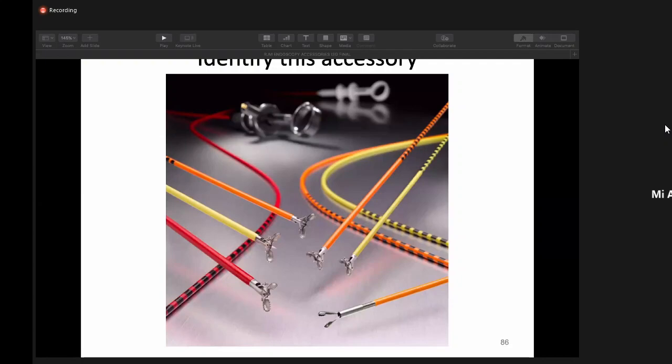Sir, diminutive polyps, you can remove them. Then biopsy, and foreign bodies, small foreign bodies you can take.